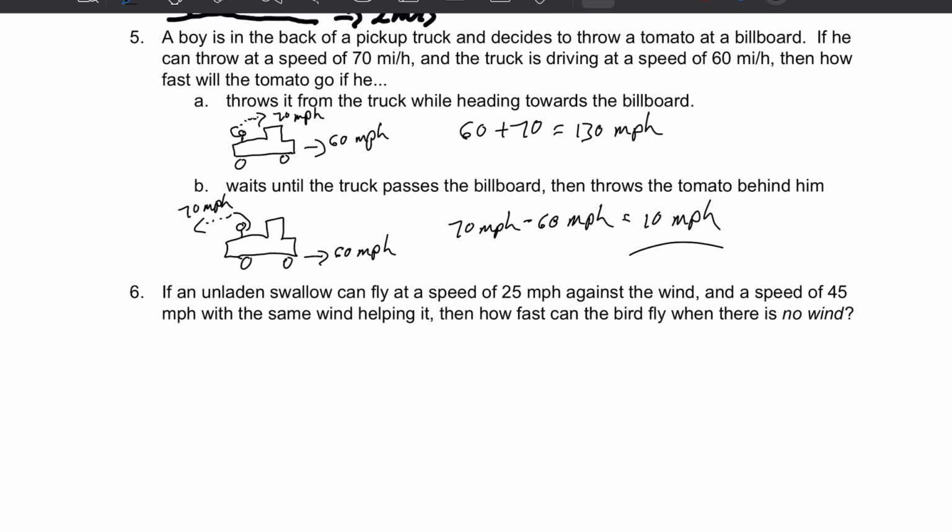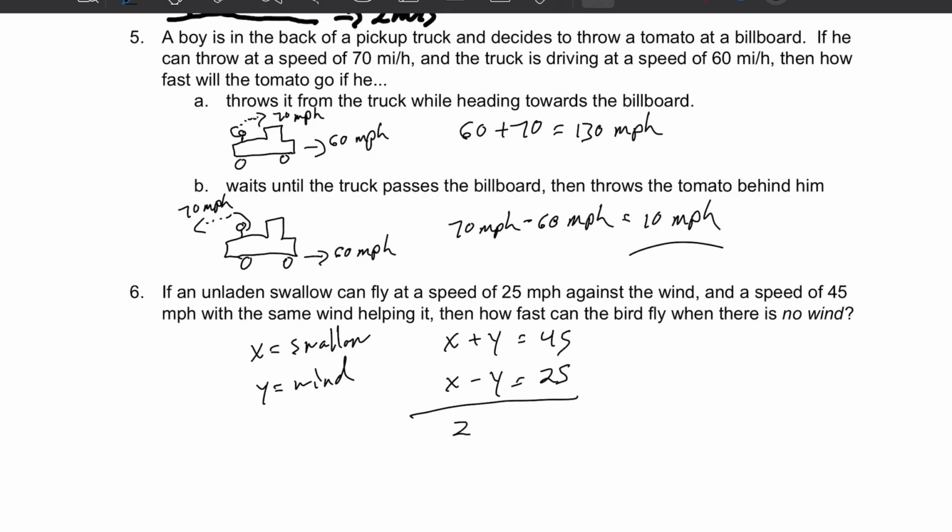Direction doesn't matter. If an unladen swallow can fly at a speed of 20 miles per hour against the wind and a speed of 45 miles per hour in the same direction with the wind helping it, then how fast can the bird fly when there is no wind? So we're just going to call x the swallow, y the wind. And when we add them together, x plus y, it was 45. And when it was x minus y, they're opposing each other, it was 25. Now we have two formulas with two variables each, so we can just add up the formulas. The y's cancel out. 2x equals 70, so x is 35 miles per hour.